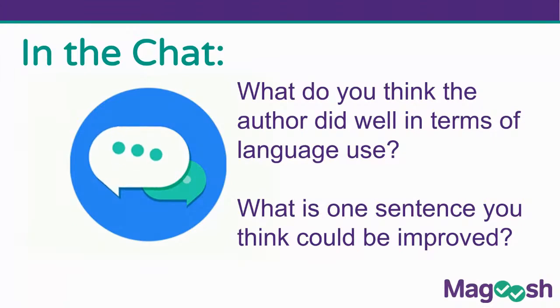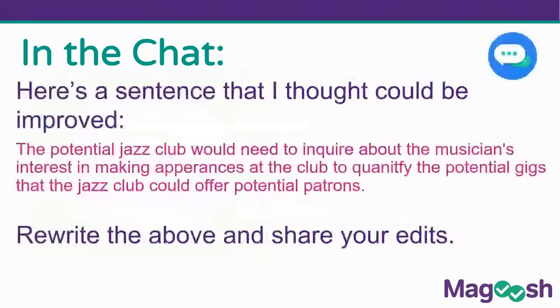All right. Here is a sentence that I definitely thought could be improved. Right now we've got, "The potential jazz club would need to inquire about the musician's interest in making appearances at the club to quantify the potential gigs that the jazz club could offer potential patrons," which is quite a lot. That's a very long sentence. I would love to see you guys rework that sentence and rewrite the above, sharing your edits in the chat. How could you make that sentence better?